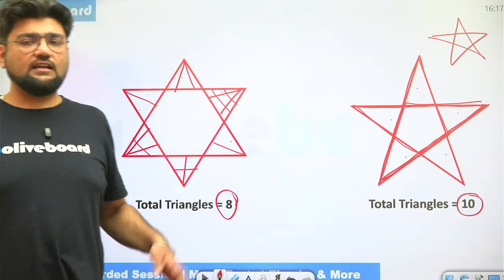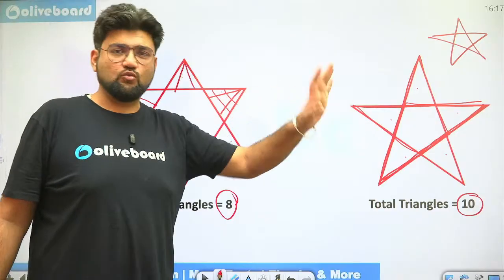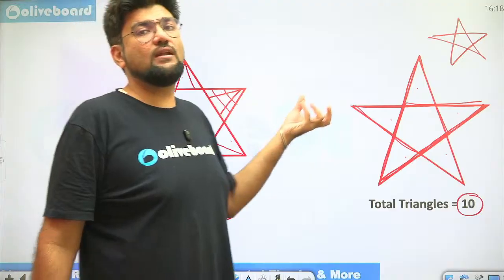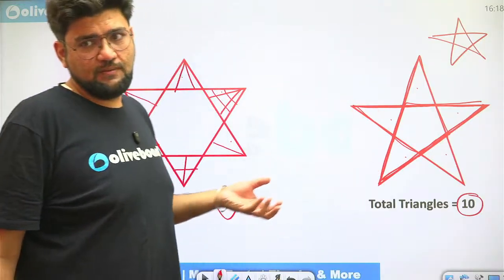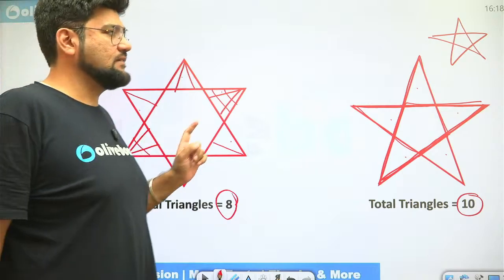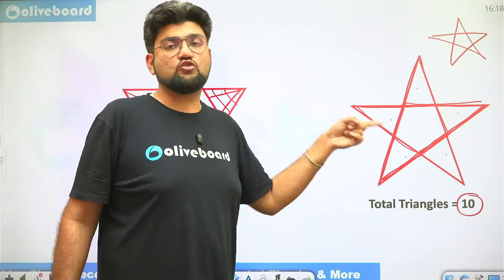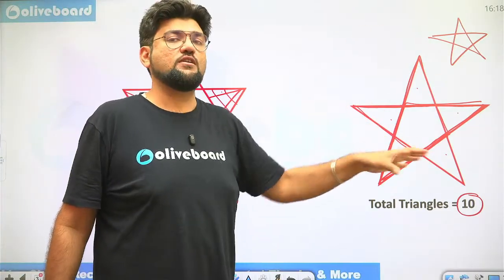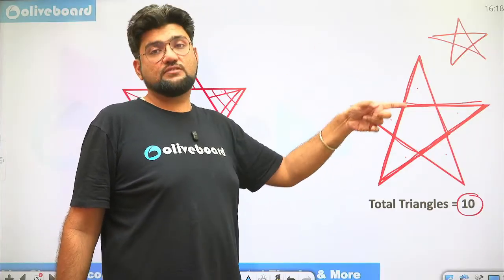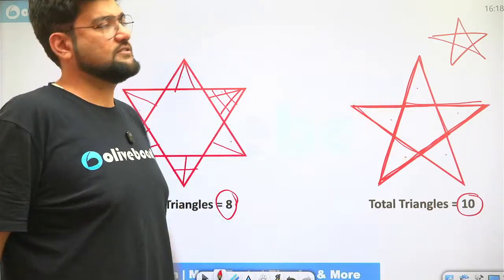Okay. So it's not like number of lines multiplied by 2. That's not what is happening. There is no trick or formula. We have manually counted the triangles and it may change. So you have to remember this. Not in your SSC exams, but in some of the competitive exams, this question has been directly asked. So they've given you a 5 pointed star and they've asked you how many triangles are there. Observing it manually at that moment becomes difficult. So if you remember the logic, it will be much easier for you.